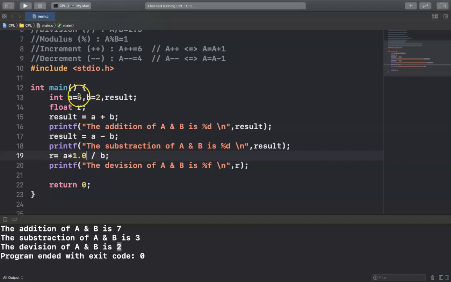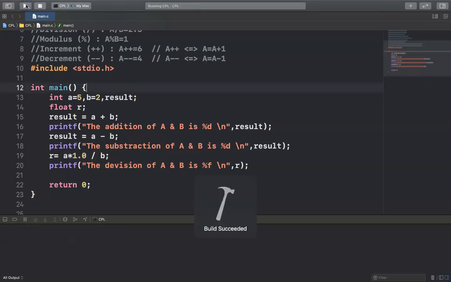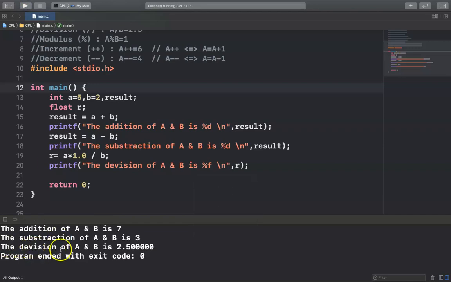For example, A equal to 5. And then when you get A multiple 1.0, it means that 5 multiple 1.0. So here equal to 5.0. 5.0 is a float. So 5.0 divided by 2, it will equal to 2.5. Let me run it. You see, the division of A and B is equal to 2.5.